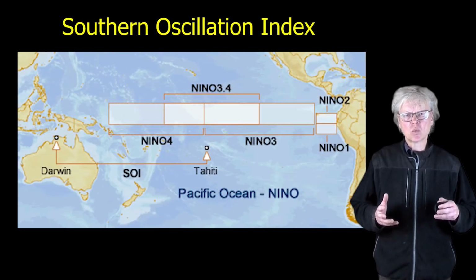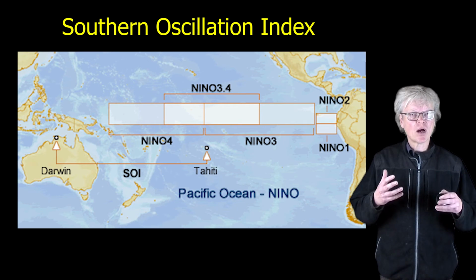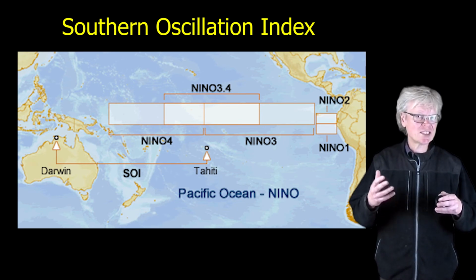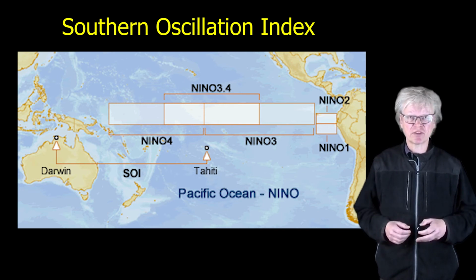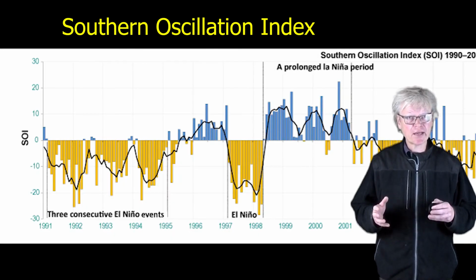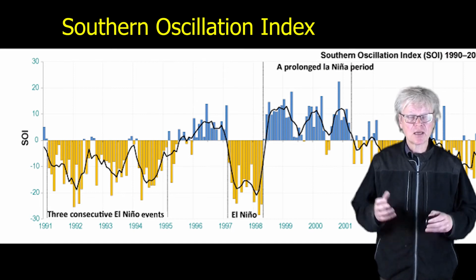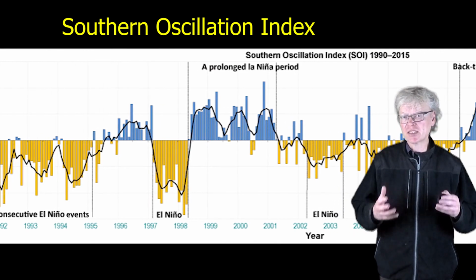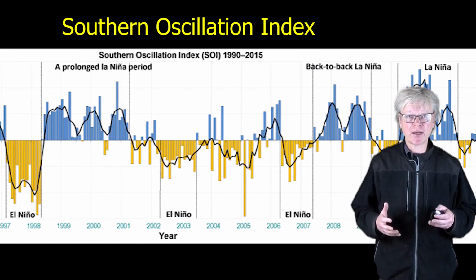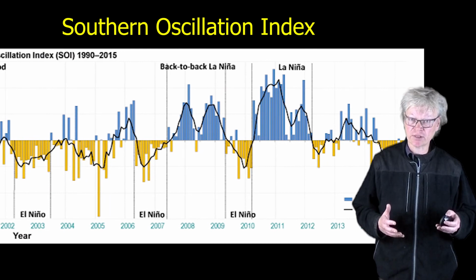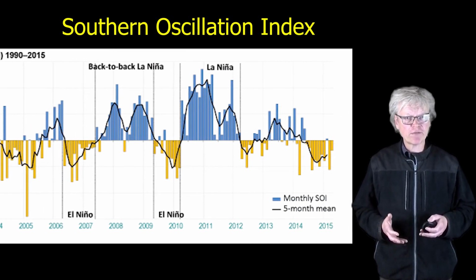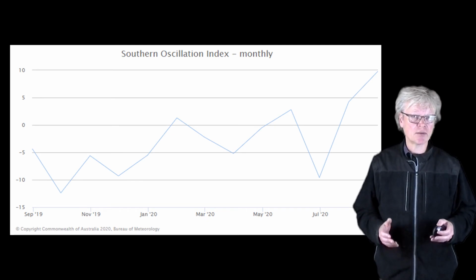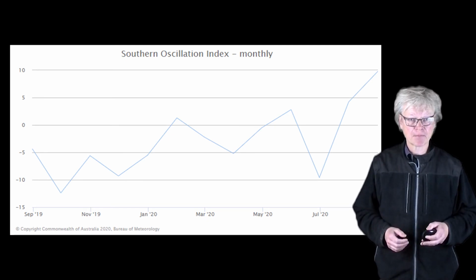Okay, now we measure ENSO by looking at the difference in sea surface air pressure. It's between Darwin and Tahiti, just for interest. And a more negative Southern Oscillation Index means we have El Nino, and a more positive means La Nina. And you can see here how it's changed between 1991 and 2015. Or this current graph of the last 12 months shows that it's moving towards a more La Nina event.